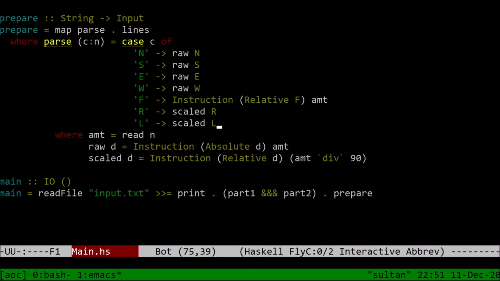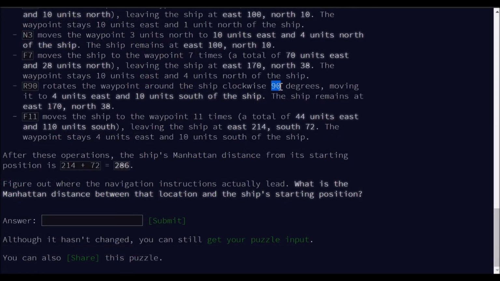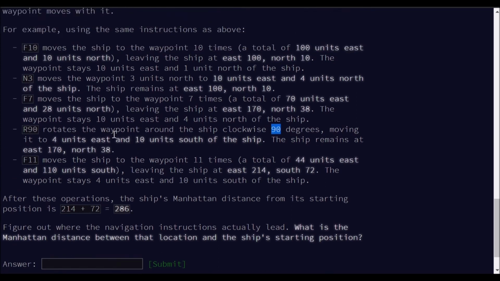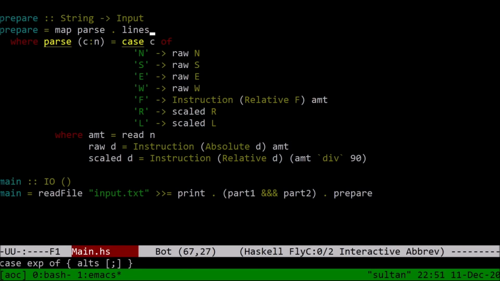So what, around the ship clockwise, 90 degrees. So I think that's right. So instead of where it was, it was 10 east and 4 north. So we rotated it clockwise as 10 south and 4 east. That matches up with what I thought. Okay. So let's see if there's something I just forgot to finish writing here.